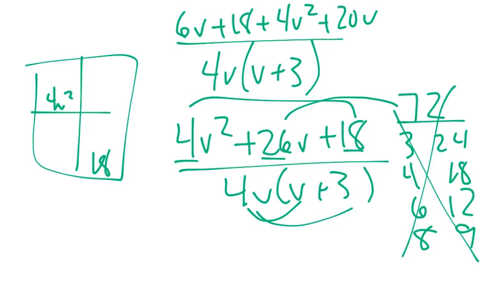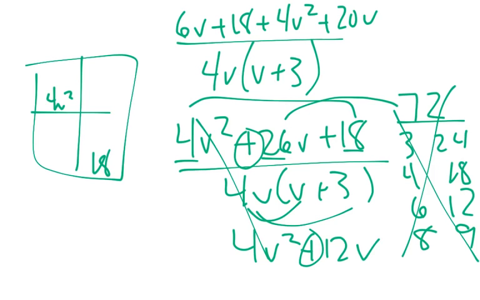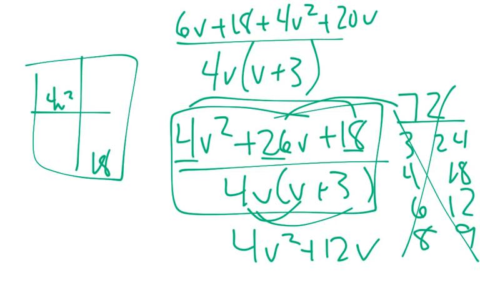So we could multiply that and get 4v squared plus 12v on the bottom, but you don't have to. And just remember, that doesn't mean you can get rid of the 4v squareds, because you have these pluses. If it was multiply, you could, but when it's just plus, you can't. So we can just leave it like that.